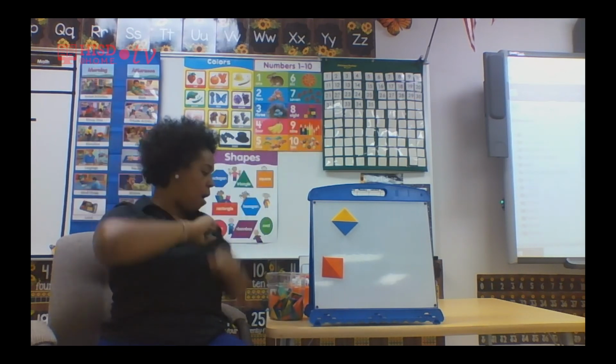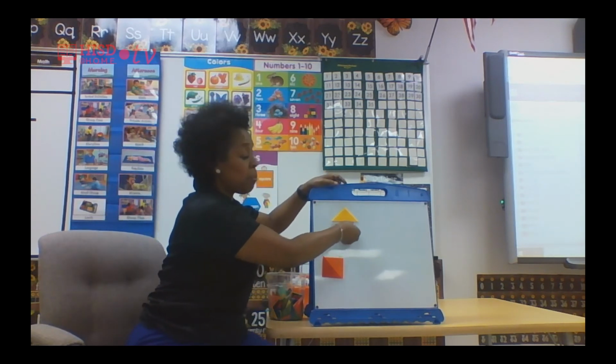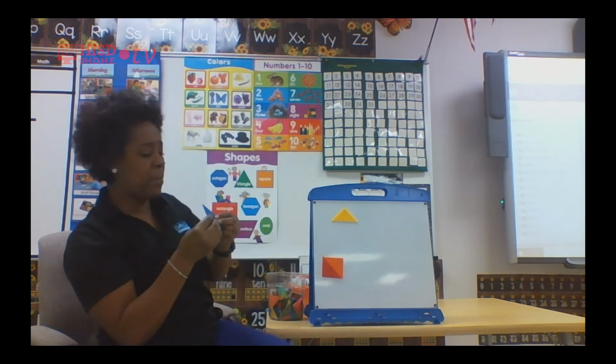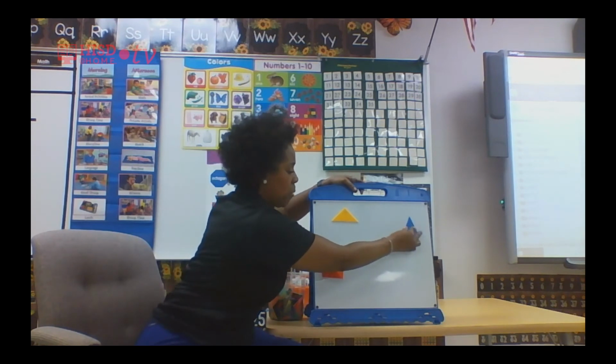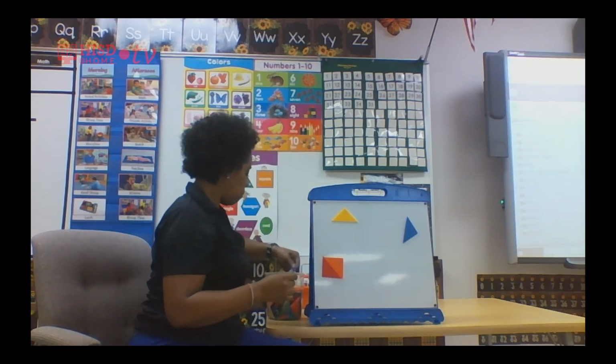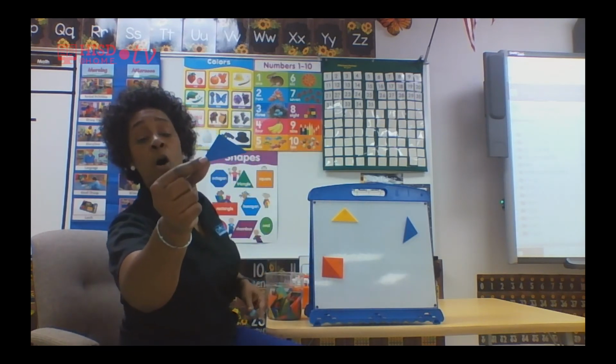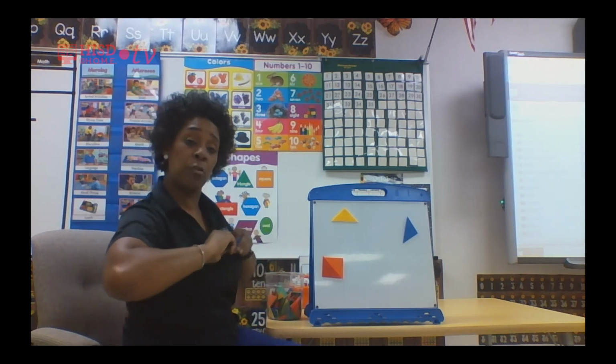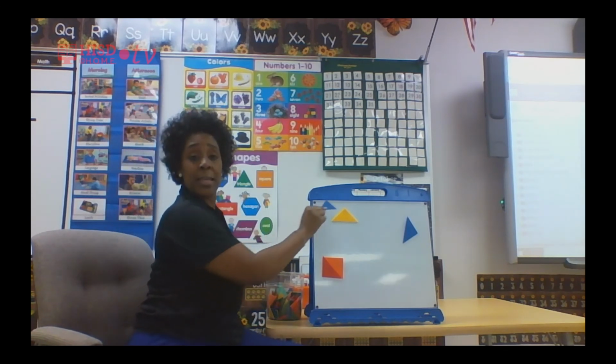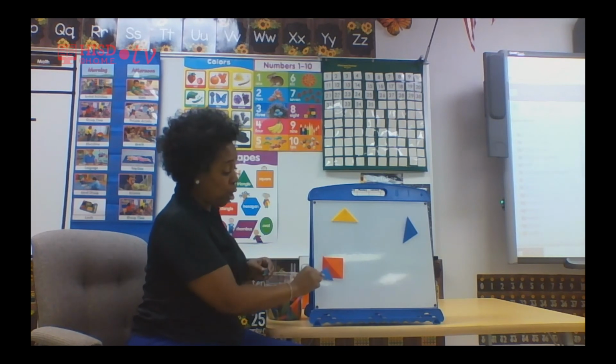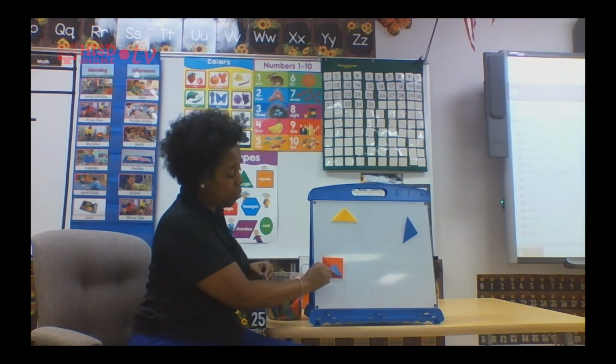Yes, we are. Okay. I'm going to take this blue one. I'm going to still keep it. I'm going to put this one over here. I'm going to put another blue. This time I got a smaller blue one. So where does the blue go? Does the blue go with the yellow? Will the blue go with a red? Or will the blue go with an orange?